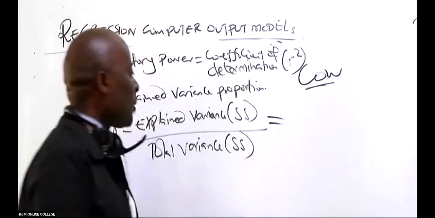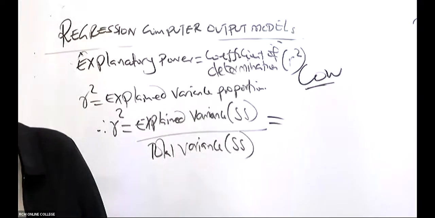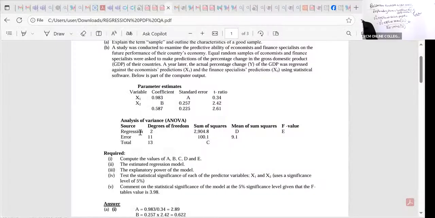So are you able to see the explained variance, my good students? The sum of squares and the explained variance. Sum of squares explained is regression, isn't it? 2904.8, all over total variance, which you were able to get here as C, in terms of sum of squares.